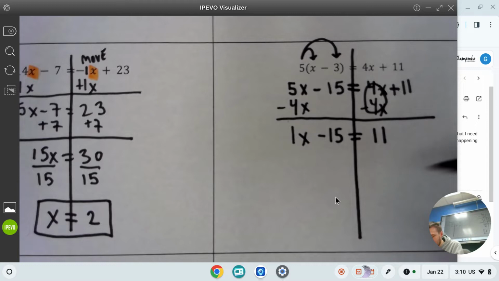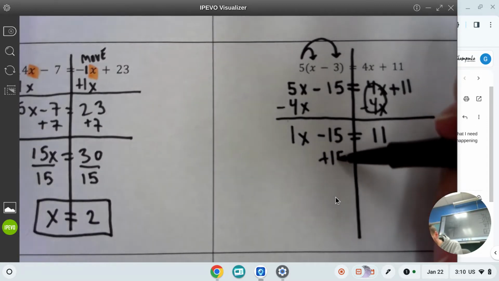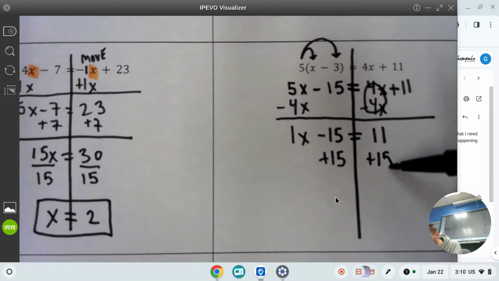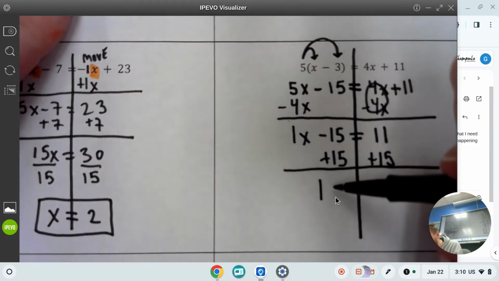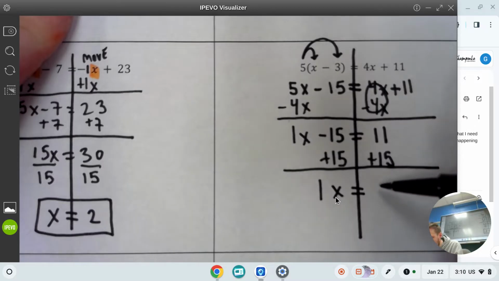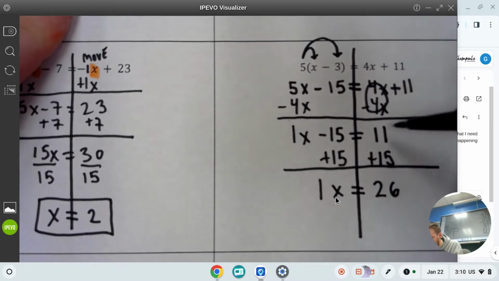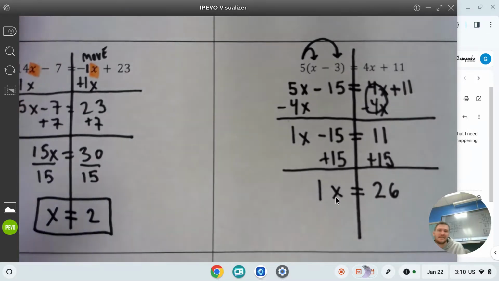Now, same exact process. We're going to add 15 to both sides. I mean, super repetitive. Once you start to learn and really understand equations is when you realize they're all the same, right? The questions are all the same. So we've got 1x equals 26 because 11 plus 15 is 26.